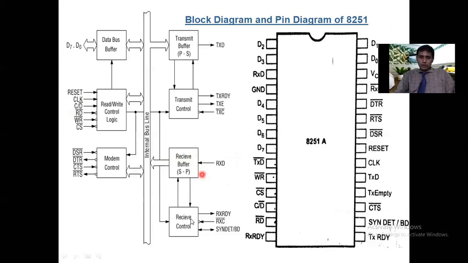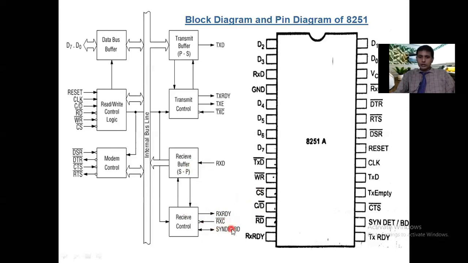This receiver buffer is controlled by receiver control. Receiver control also has many pins like receiver ready, receiver clock bar, and the synchronous detect/baud rate pin. Receiver ready is a pin giving information to the external serial port device that the receiver block is ready to receive the data. Then the receiver control will transmit the data to the receiver buffer at that time. The receiver clock bar pin is connected externally to a timer or counter pin, and with that timer rate, the receiver receives the data from the external serial port device.